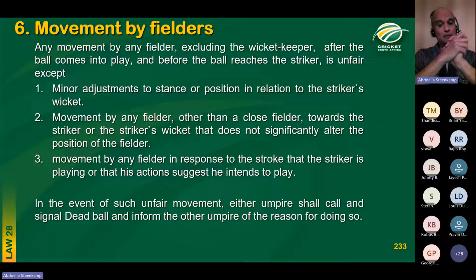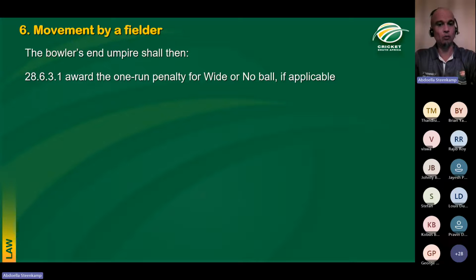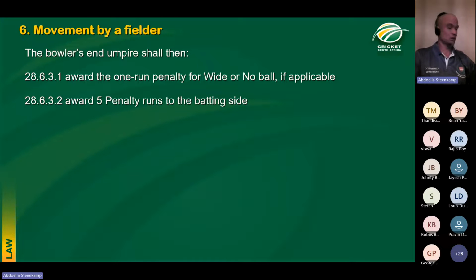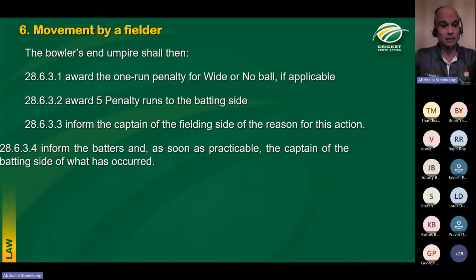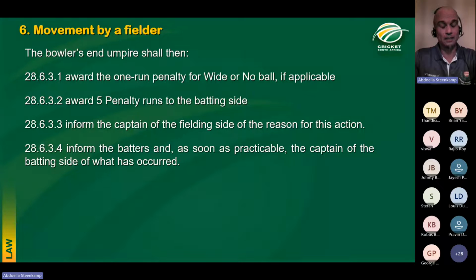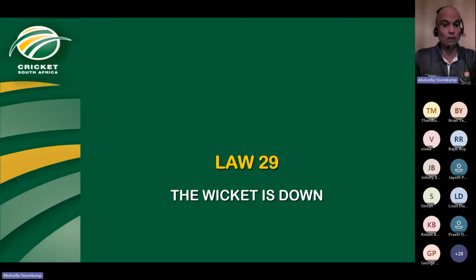And what is the punishment for unfair movement by the fielder? Umpire to call and signal dead ball. There's further punishment. If there was a no ball or a wide, that is to count. 5 penalty runs to the batting side. Inform the captain of the fielding side of the reason for this action. Inform the batters and the batting captain. Report the incident according to the law. So again, fairly harsh punishment for unfair movement by the fielder.